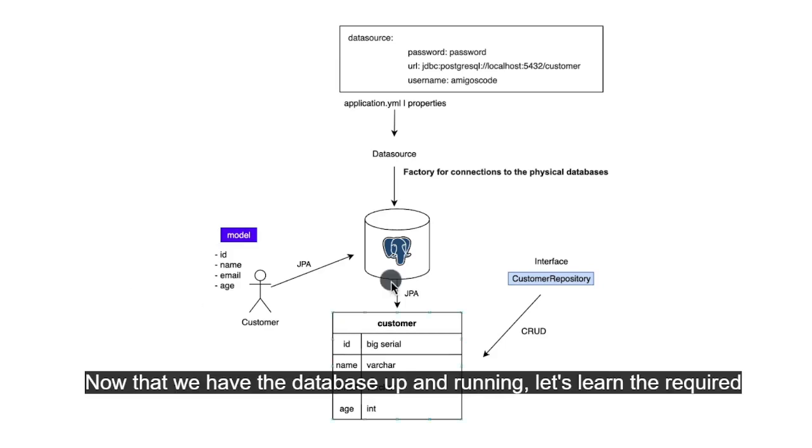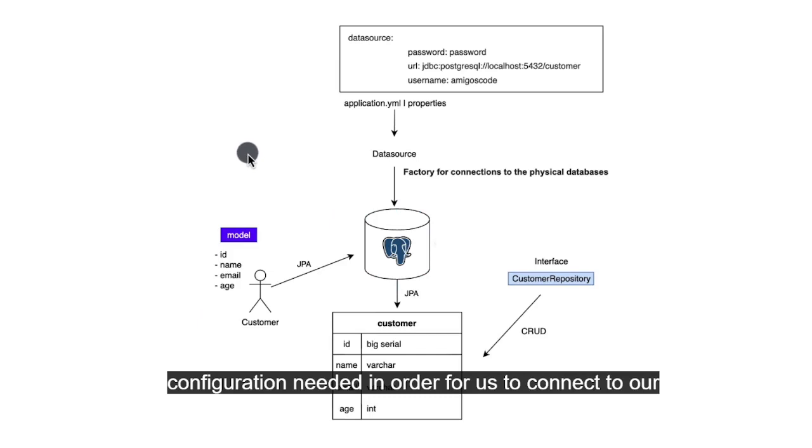Now that we have the database up and running, let's learn the required configuration needed in order for us to connect to our database from within our Spring Boot application. So here's a quick diagram of what we're going to be doing.